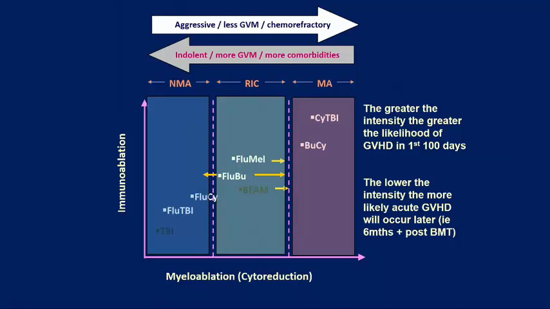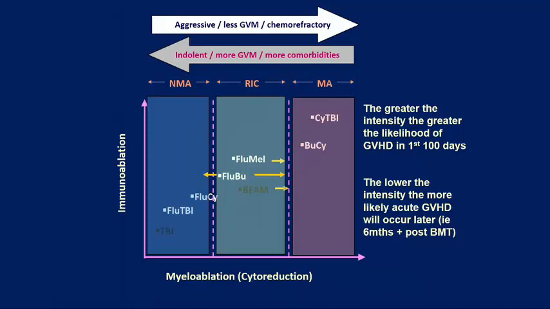So myeloablative conditioning regimens really have a high likelihood of inducing early tissue injury and acute graft versus host disease, while non-myeloablative regimens take some time to develop acute GVHD. So those landmarks are pushed back further, and early issues are less likely to be significant.